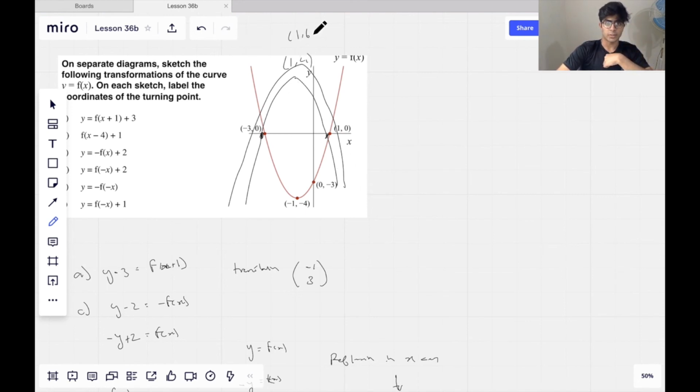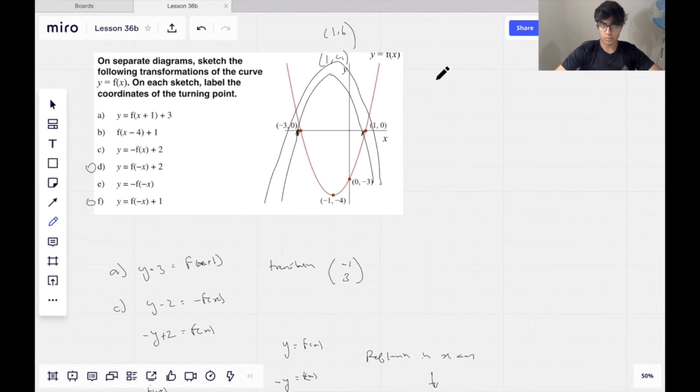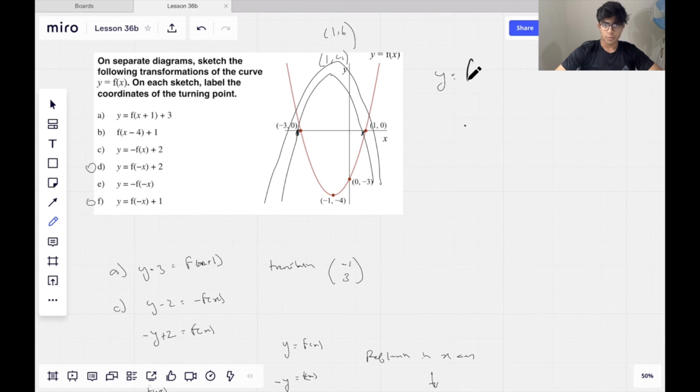If we do the final one, let me increase the thickness of the pen so it's a bit easier to see. y equals, what is it? f of minus x plus 1. So again, let's rearrange it so everything's affecting y or x, either inside the bracket or affecting y. So y minus 1 equals f of minus x.